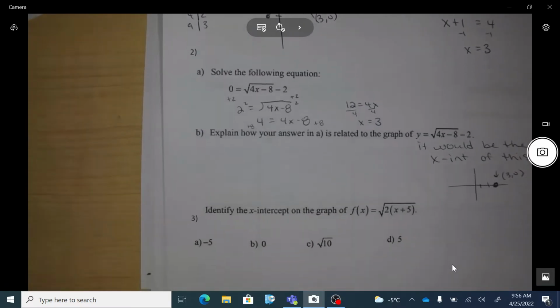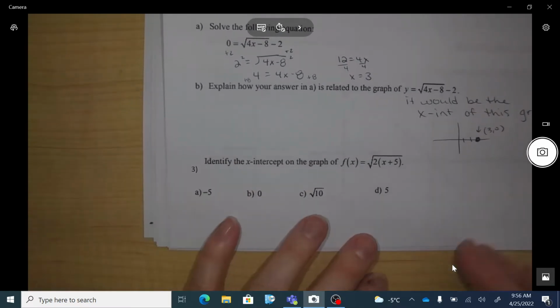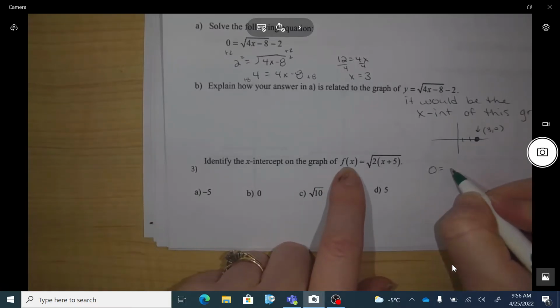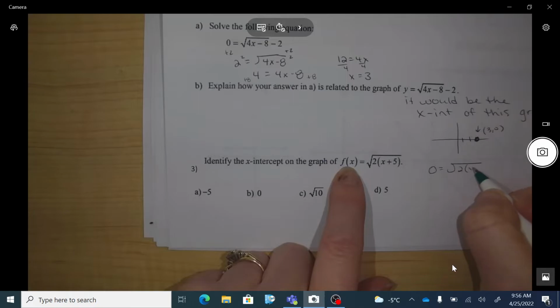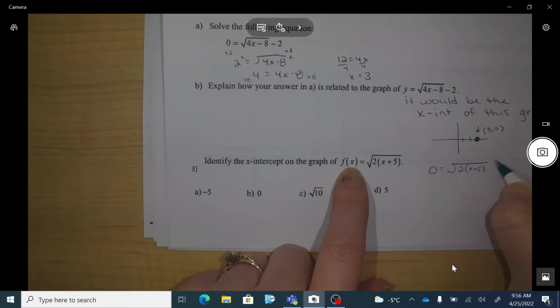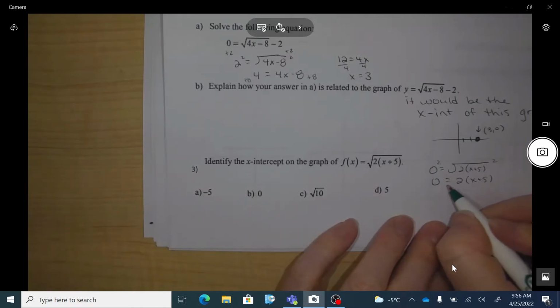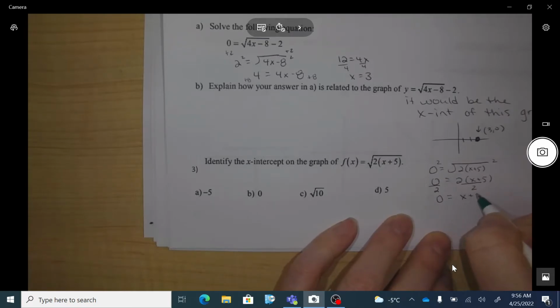Identify the x-intercept on this graph. So algebraically, you could do this by setting y to 0. That's what an x-intercept is. And then if you square both sides, that's still 0. And if you divide by 2, that's still 0. And then you subtract 5.